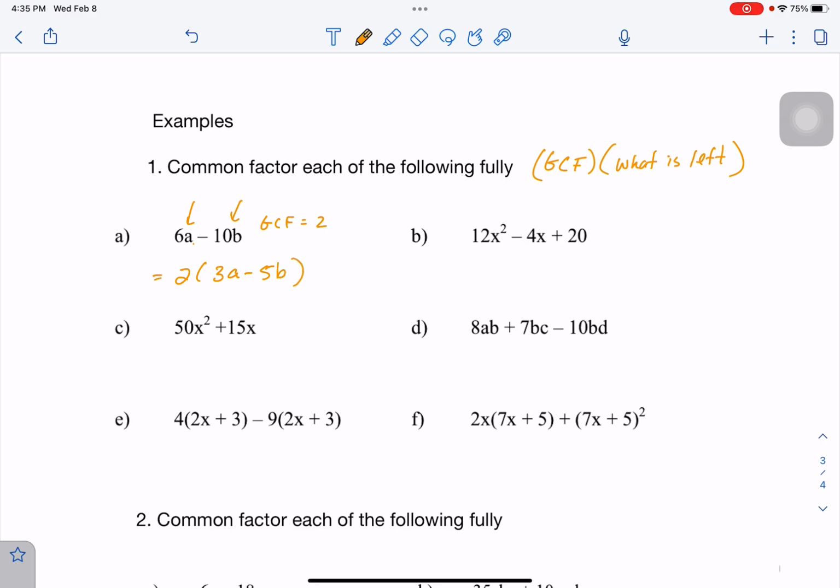And we're on a roll. Let's do the next one. So I've got 12, 4, and 20.